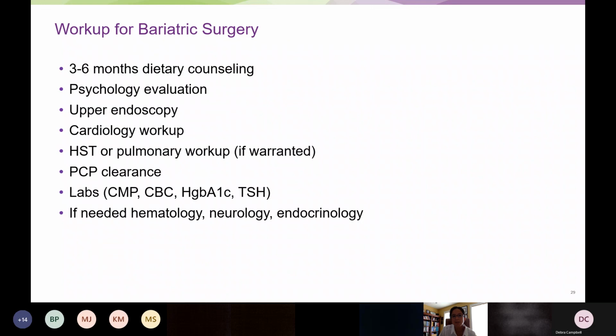And then we do a panel of labs. Number one, hemoglobin has to be over 10 before they have weight loss surgery. Their hemoglobin A1C has to be below 8, and their TSH has to be normal, because patients will not lose weight after weight loss surgery if they're hypothyroid. And then if needed, they see hematology, neurology, or endocrinology, depending on their history and medical problems. Next slide.